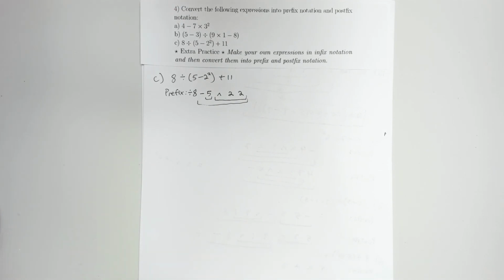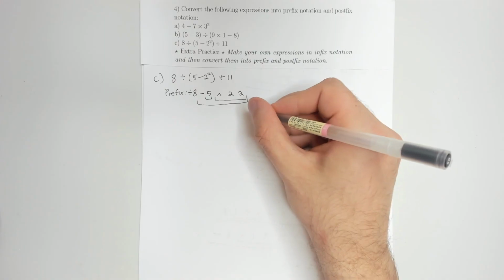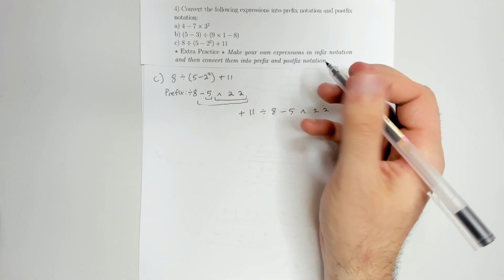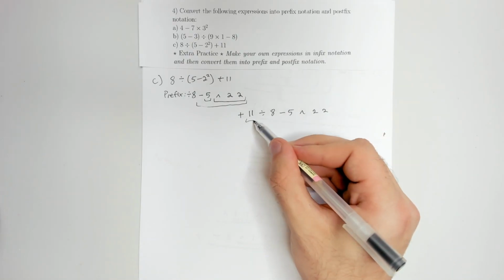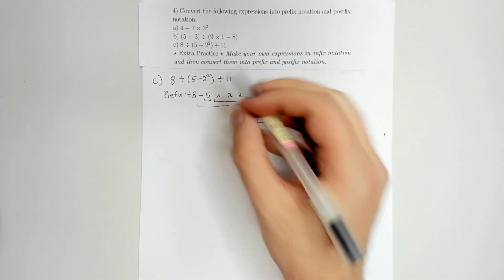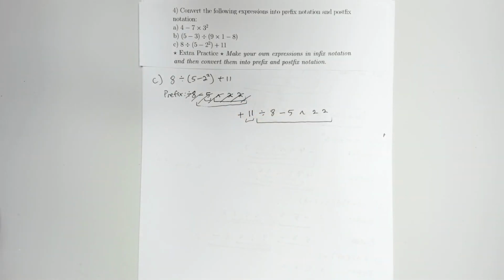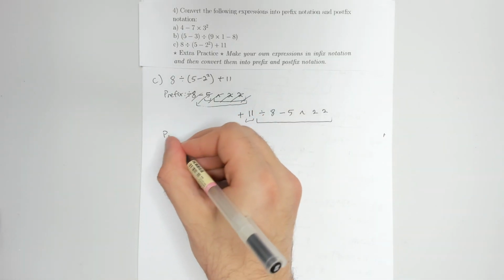And now we want to add on the 11, and I've kind of run out of room here, so I'm just going to rewrite it down here. So we have 11, and we want to put a plus in front of that because we are adding the 11 with the result from all of this right here. So that will be the result in prefix notation.